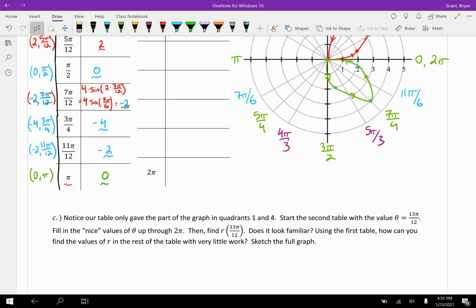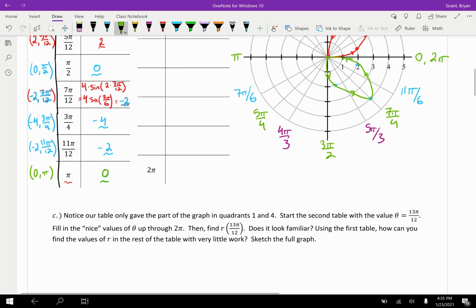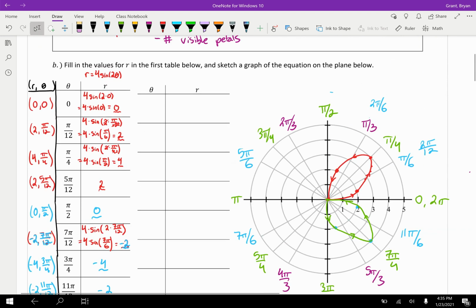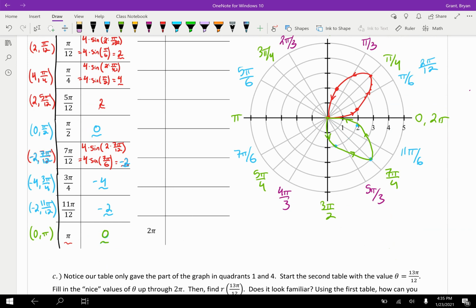Okay, now our table only gave us the part of the graph in quadrants 1 and 4, but we also only evaluated this at theta values from 0 to pi. So how do we find our last 2 leaves that we would expect? Well, we use the rest of the values, this time from pi to 2 pi.